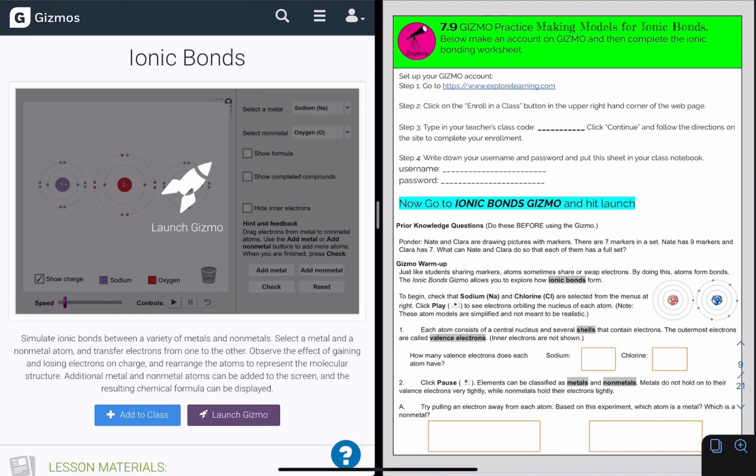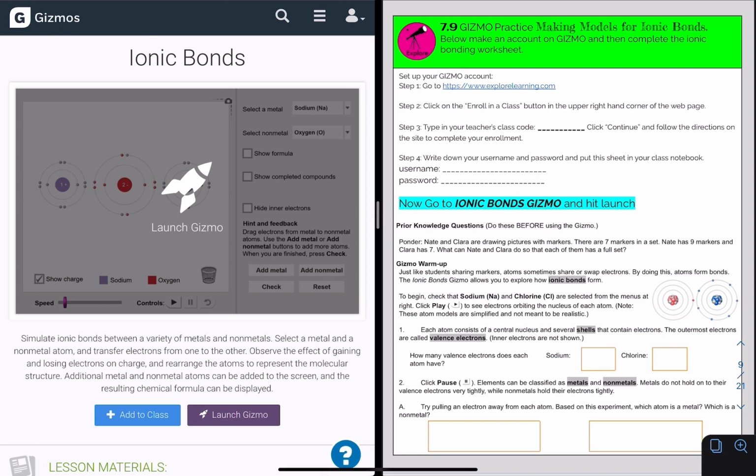I'm going to walk through how to do section 7.9. So first thing you have to do is follow the directions on Canvas to make an account and join the class using your class code. So look for the period 1, 2, or 4 code. Follow those instructions first, and then once you get that set up, if you need more help with the directions for using the gizmo, that is the purpose of this video.